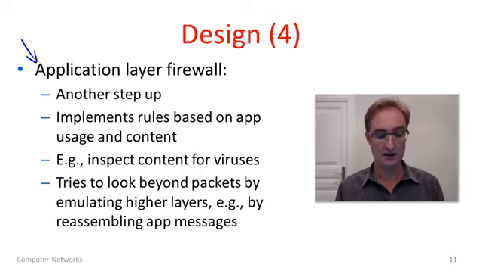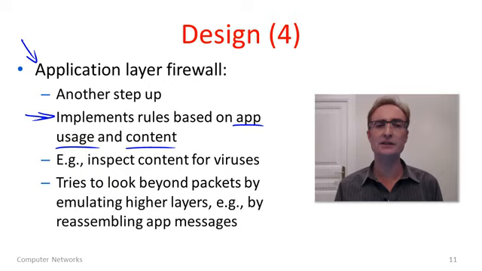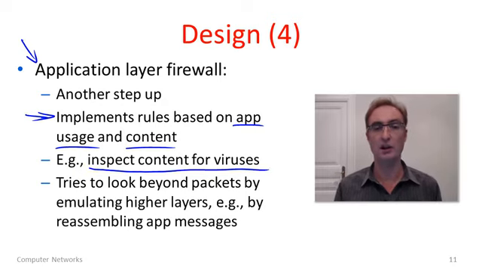And another step up to the top level here is an application layer firewall. An application layer firewall tries to implement rules that are directly based on application usage and content, the high-level statements we wanted to make for policies. For instance, you might try and inspect the contents coming into your network to look for well-known viruses and chuck any packets that contain viruses. Well, to do this, we have a bit of a problem because firewalls operate at the packet level and application messages which carry content may be split across many packets.